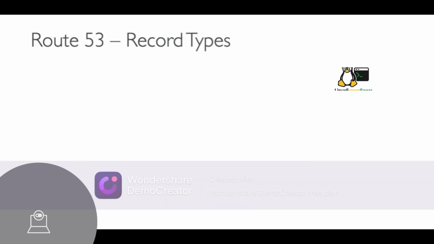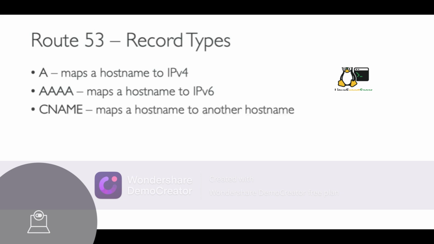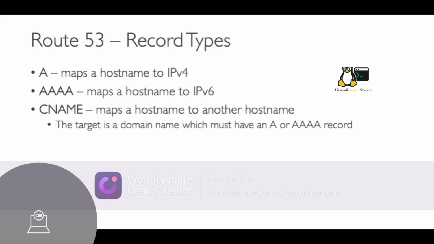Okay, so let's learn about the important record types we need to know from an exam perspective. The A record is very simple. It maps a hostname to an IPv4 IP. So this is when you have, for example, example.com directed to 1.2.3.4. Then we have AAAA, which is the same idea as A, but this time we map a hostname to an IPv6 address. Then we have a CNAME, which is used to map a hostname to another hostname. And the target hostname, of course, may be an A or an AAAA record.